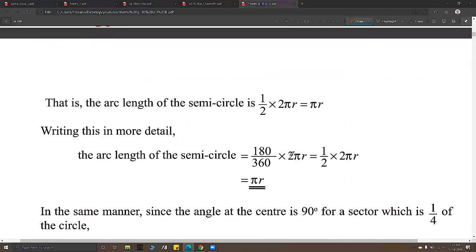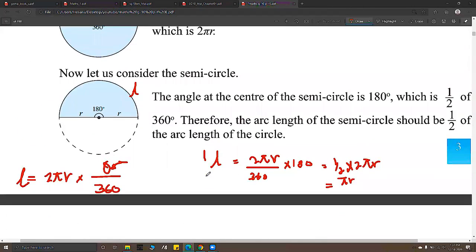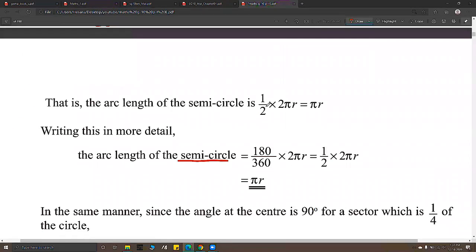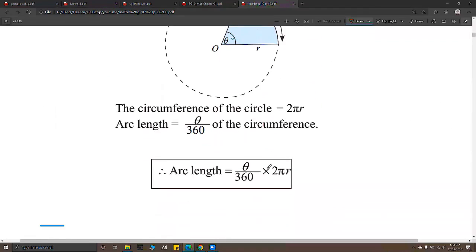So here it's 2πr for a semicircle, which we have done here. The length is πr. So they have done it like this. Considering the angle is the easiest way to do this. So they have considered 180 over 360. So it's πr. So now it's clear to you.